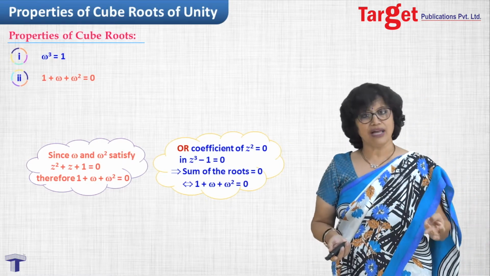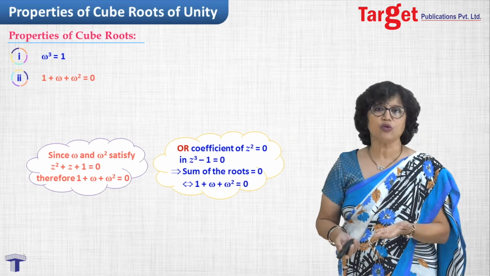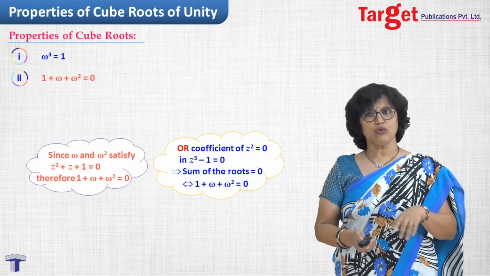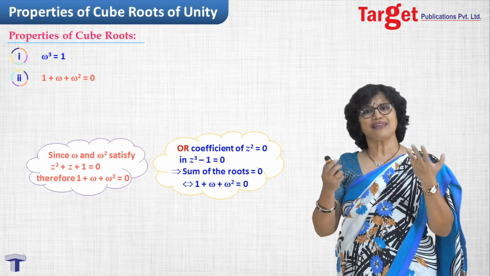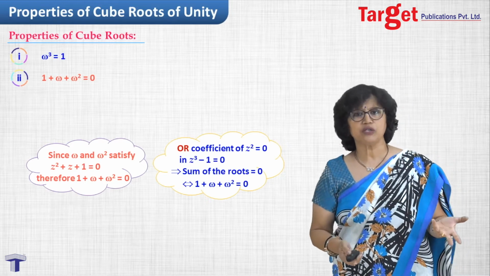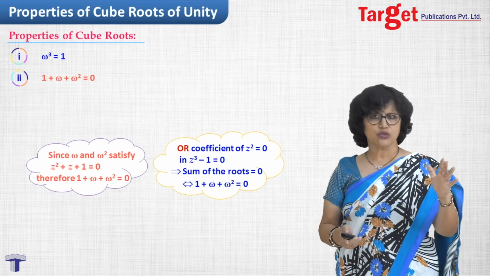And what are the three roots? 1, omega and omega square. Sum of them is 0, meaning 1 plus omega plus omega square equal to 0. Now these are some standard explanations. Why do we have 1 plus omega plus omega square equal to 0? I think this is good enough.